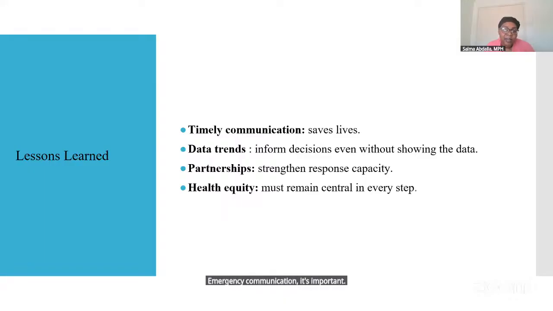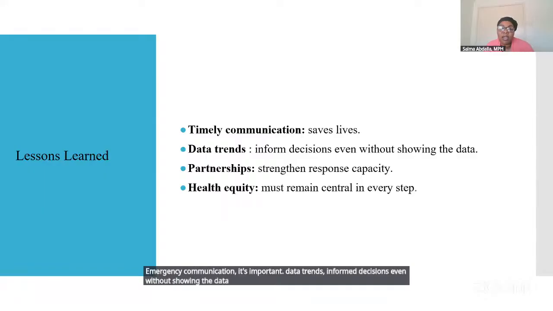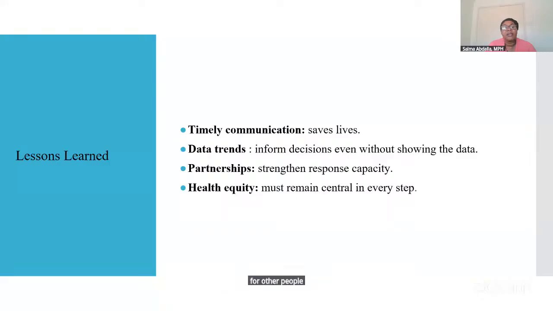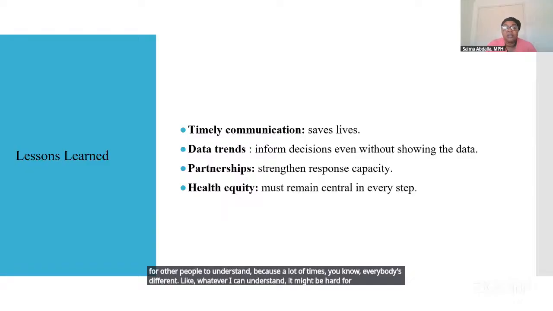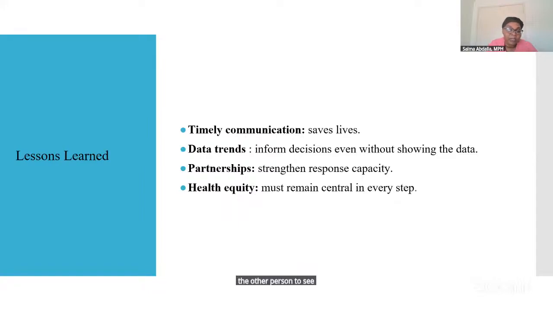Data trends inform decisions even without showing the data. So make sure the information is very easy for other people to read and understand, because a lot of times everybody's different. Whatever I can understand might be hard for another person to comprehend. So make sure that what we are sharing is very easy for another person to see, understand, and comprehend.